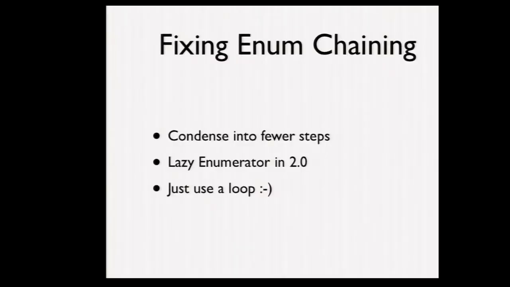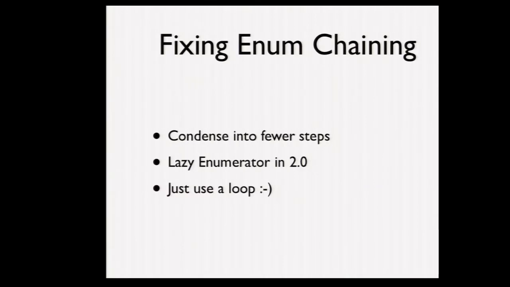And then fixing enumeration chaining. Well, condense it into fewer steps. That's probably the best result. Don't do the chain in the first place. Lazy enumerator in 2.0 will kind of pipeline the values through rather than creating a lot of the intermediate results. It's one of the reasons it was added. Hopefully, folks will be able to start moving to 2.0 in the near future.